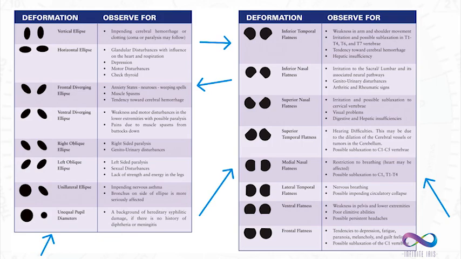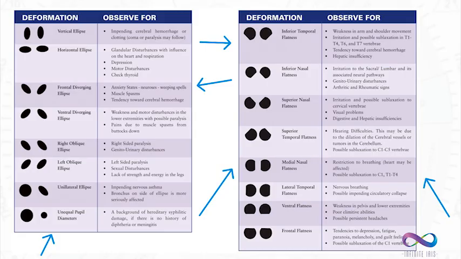Inferior nasal flattening: irritation to the sacral lumbar and its associated pathways, genitourinary disturbances, arthritic and rheumatic signs. The superior nasal flattening is irritation and possible subluxation to the cervical vertebrae, possible visual problems, digestive and liver insufficiencies. The superior temporal flattening: possible hearing difficulties. This may be due to the dilation of the cerebral vessels or tumors in the cerebellum. Possible subluxation to C1 through C5.